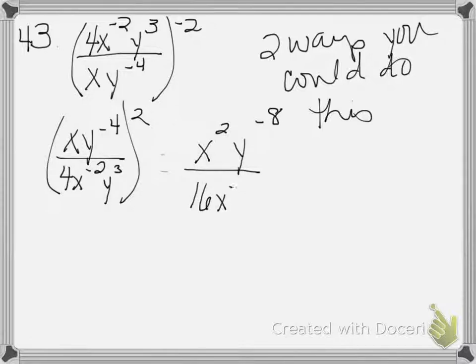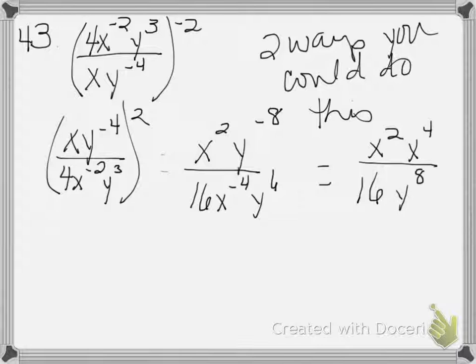I'm going to do power of a power, and then make all of my exponents positive. I move the x to the -4 up top, move the y to the -8 down to the bottom, then combine like terms, or multiply variables together by adding the exponents.